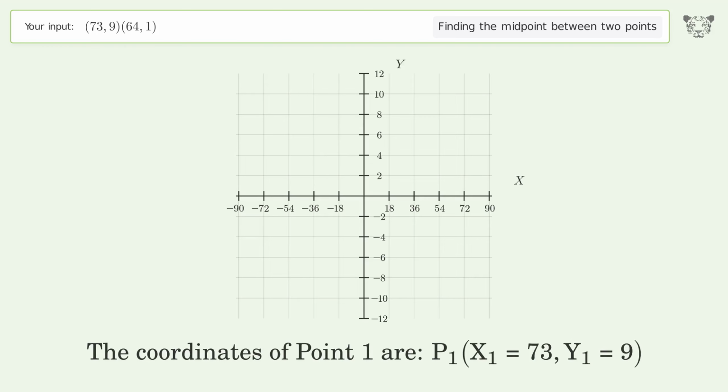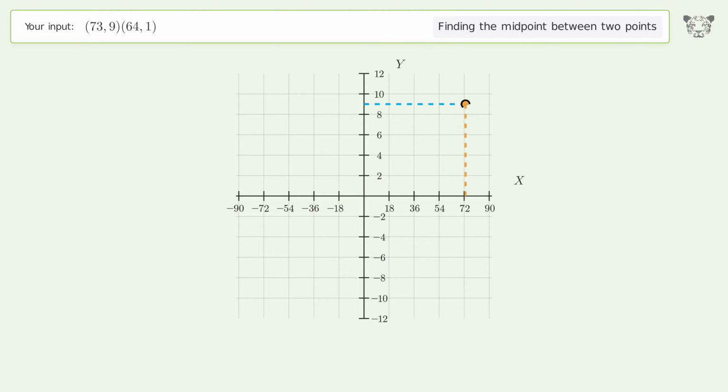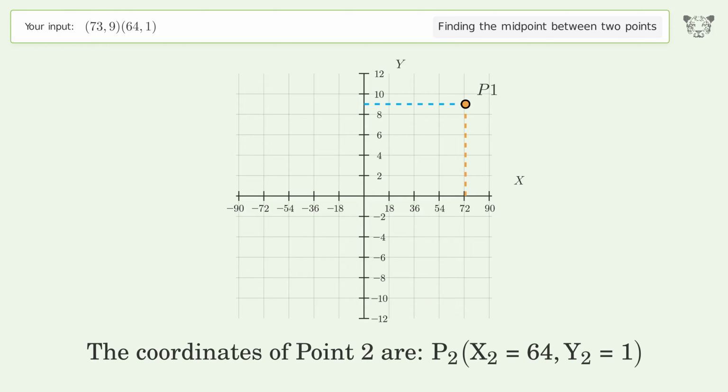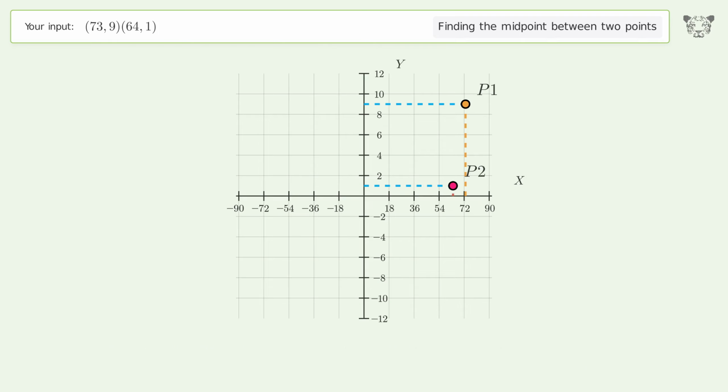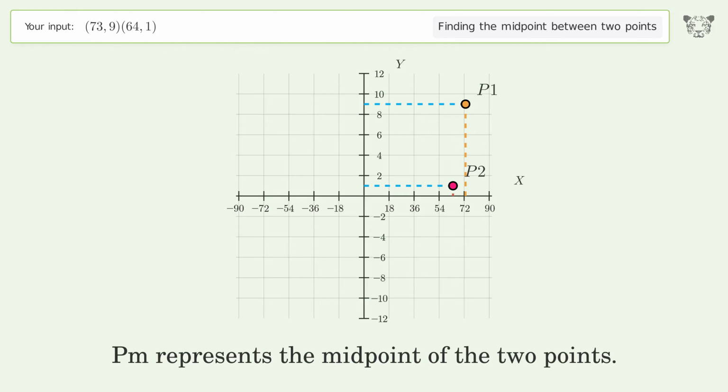The coordinates of point 1 are, x1 equals 73, y1 equals 9. The coordinates of point 2 are, x2 equals 64, y2 equals 1. PM represents the midpoint of the 2 points.